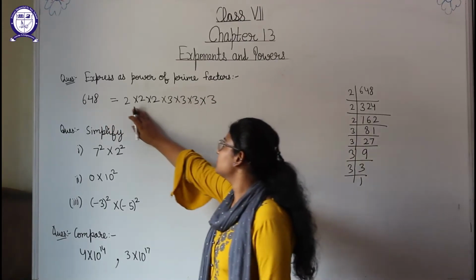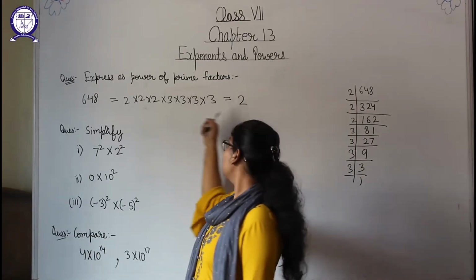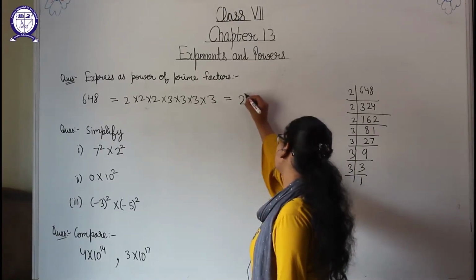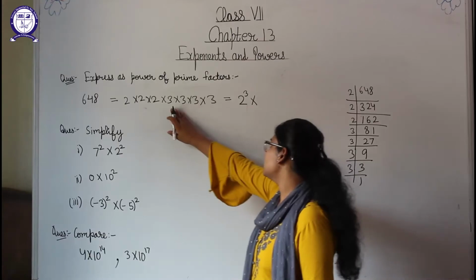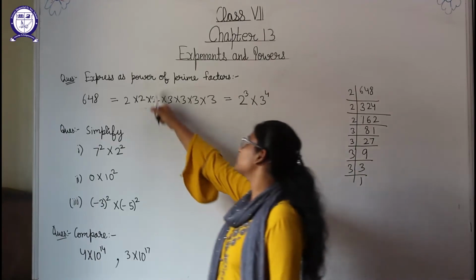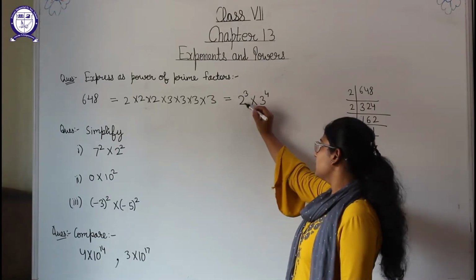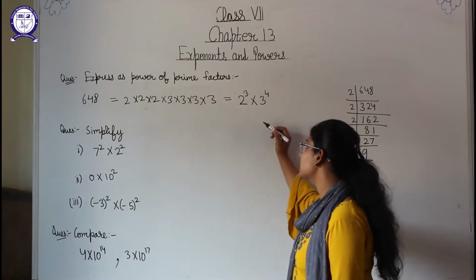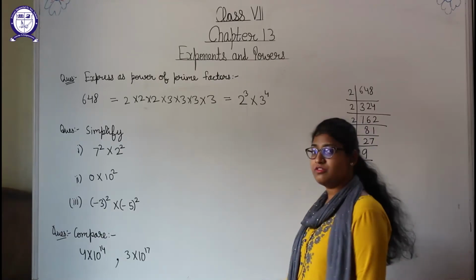Now here 2 is repeating and 3 is repeating. So what can we write? We will write 2, and the power will be the number of times it is repeating: 1, 2, 3, 3 times. So we will write 2 raised to the power 3. And 3 is repeating 1, 2, 3, 4 times, so 3 is raised to the power 4. So here we have expressed 648 as a power of prime factors. So 648 is equal to 2 cube into 3 raised to the power 4, okay.